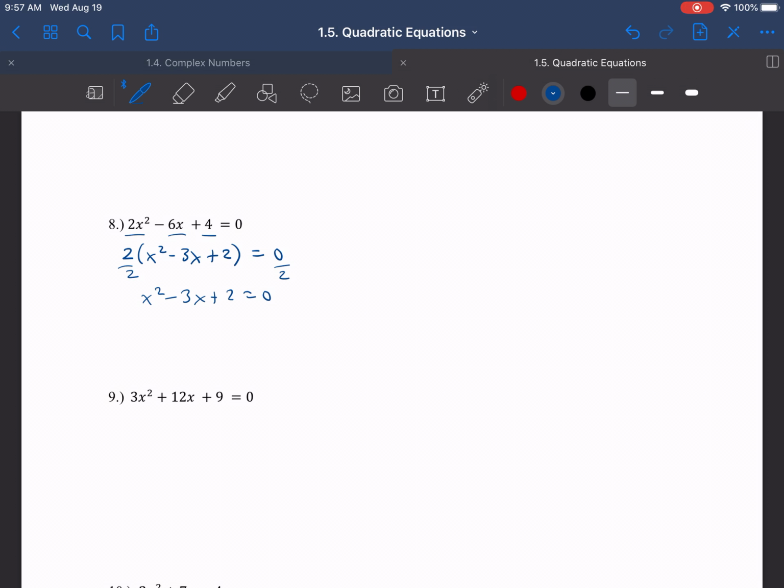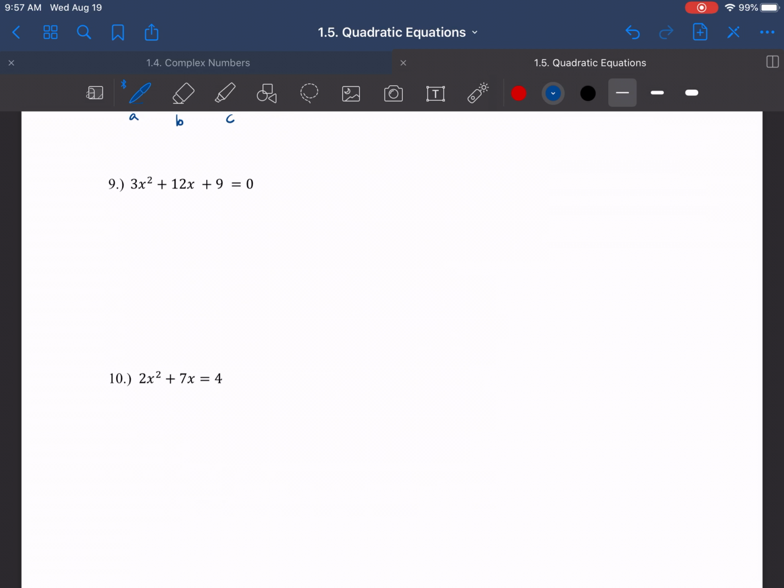So on this one, I would recommend trying the quadratic formula with a equal to 2, b equal to -6, and c equal to 4, and then try the quadratic formula on it with a equal to 1, b equal to -3, and c equal to 2. And you'll see that you should get the same answer both ways. So even if you miss that you could have factored something out, you should see here that you get the same answer, okay?